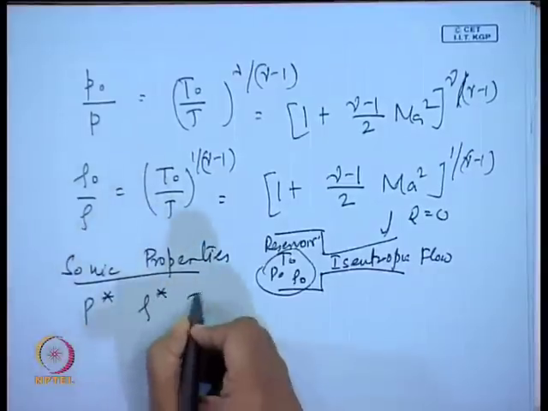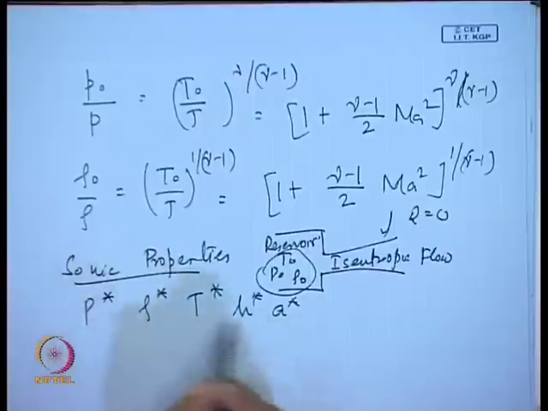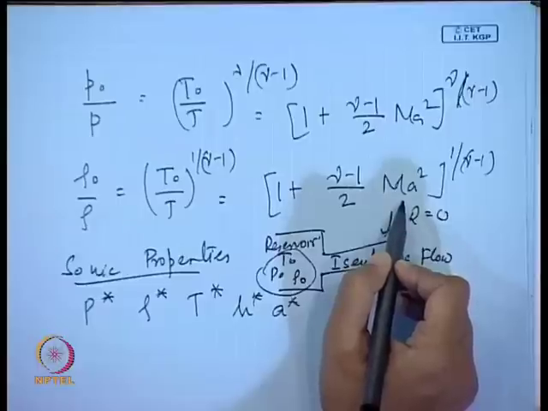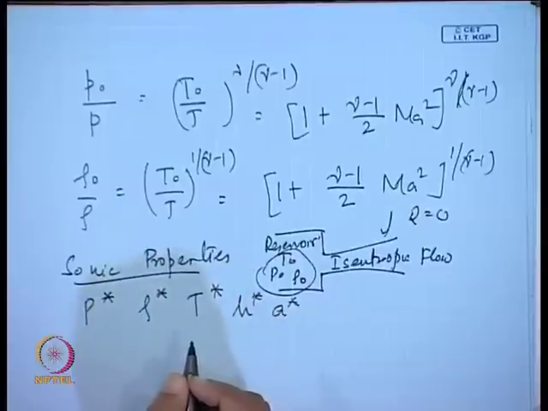Sonic properties are the properties when Ma becomes equal to 1, isn't it? These properties are denoted by an asterisk. So, they are denoted by P star, rho star, T star, H star, A star, everything. Okay. So, how to express this? In whatever equations we have obtained, if Ma is reduced to 1, we can get the corresponding P star, rho star, T star, everything values. Okay. Accordingly these properties are attained if the local fluid is imagined to expand or compress isentropically till it reaches Ma equals 1.